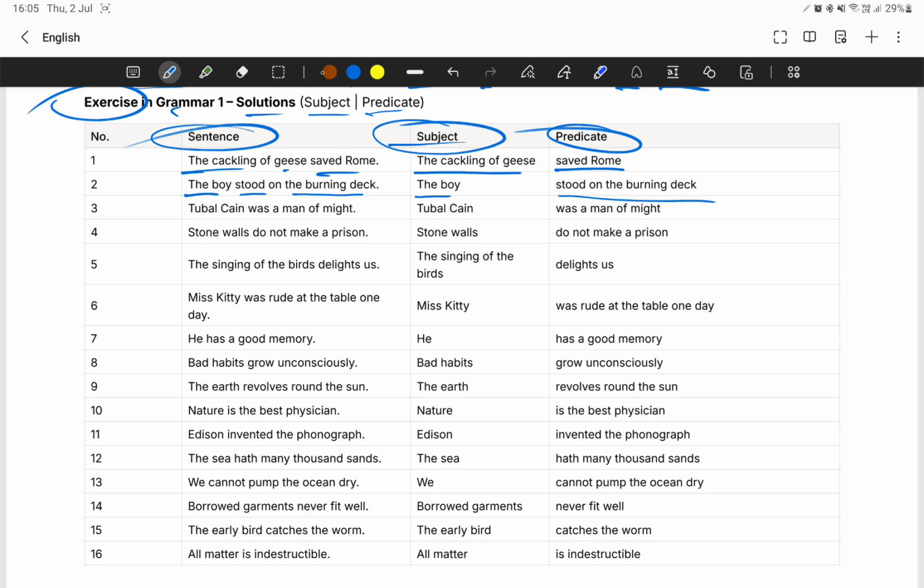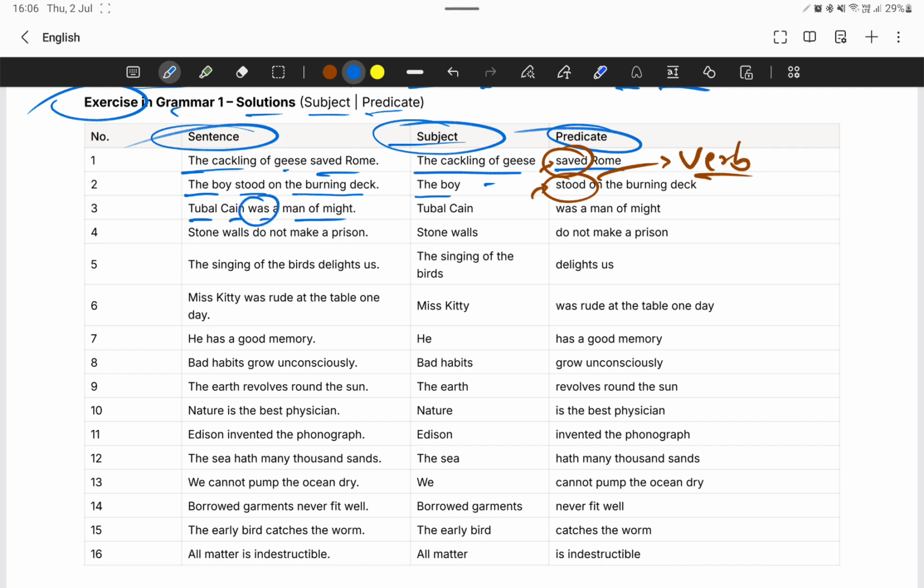There is a saved. There is a stood, and saved and stood are verbs. Okay, as you know about that. These are verbs. So you understand one point. Before the verb we have subjects, and after the verb, including the verb, we have predicate. Got it?